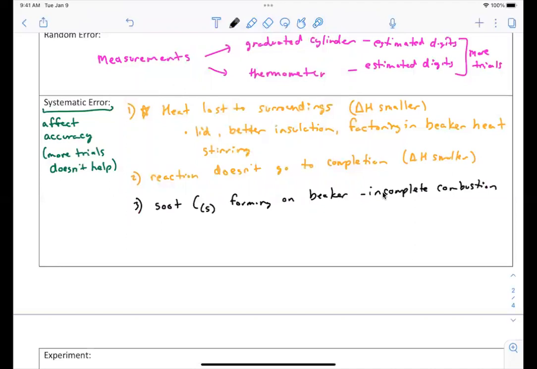Okay, so they might say a student was conducting a calorimetry with an alcohol burner and a beaker, and he noticed that there was a black residue forming on the beaker. State and explain the effect of this observation. So you'd say, well, he's producing carbon solid. That's what the black soot is, which means the alcohol is undergoing incomplete combustion, which is, again, less heat. So your delta H would be smaller.